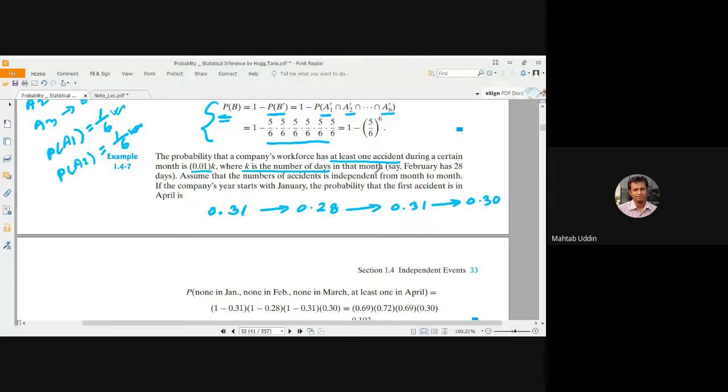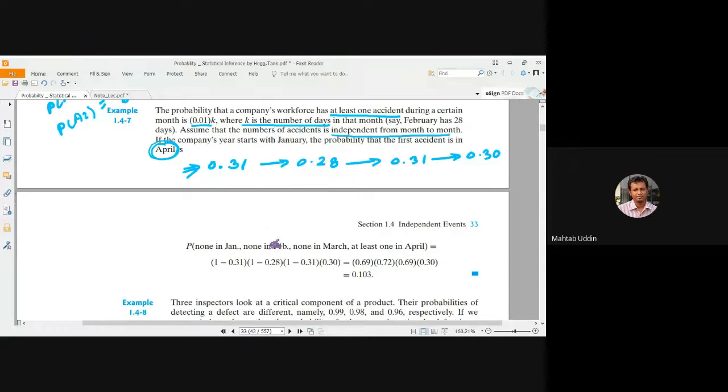Assume that the numbers of accidents are independent from month to month. They are mutually independent, month to month. The compound year starts from January. Find the probability that the first accident occurs in April. First in April means no accident in January, no accident in February, no accident in March, then at least one in April.